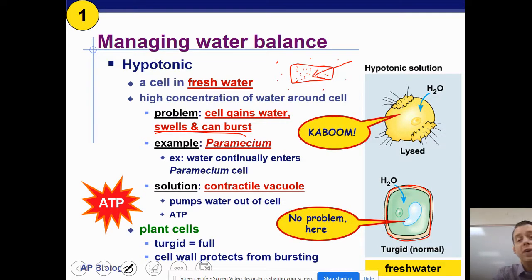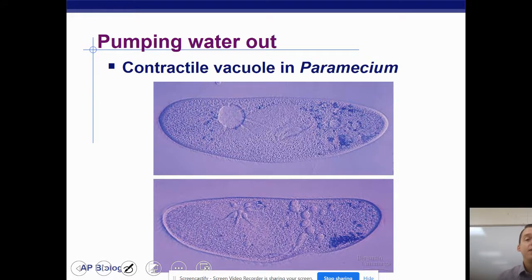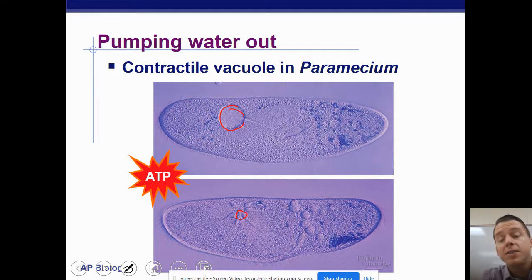The plant cell is very happy, the animal cell is not. Here's an example of a contractile vacuole, taking in water and then squeezing it out, helping maintain homeostasis, using lots of energy to maintain that homeostasis.